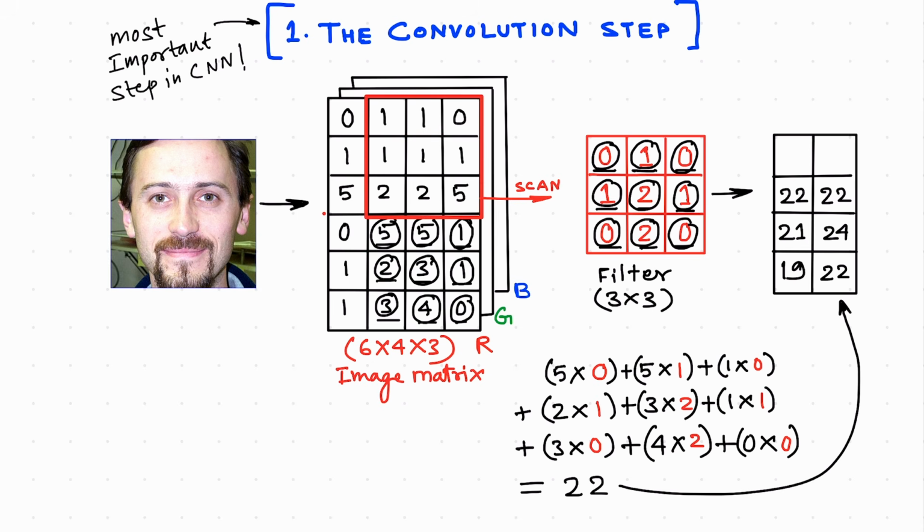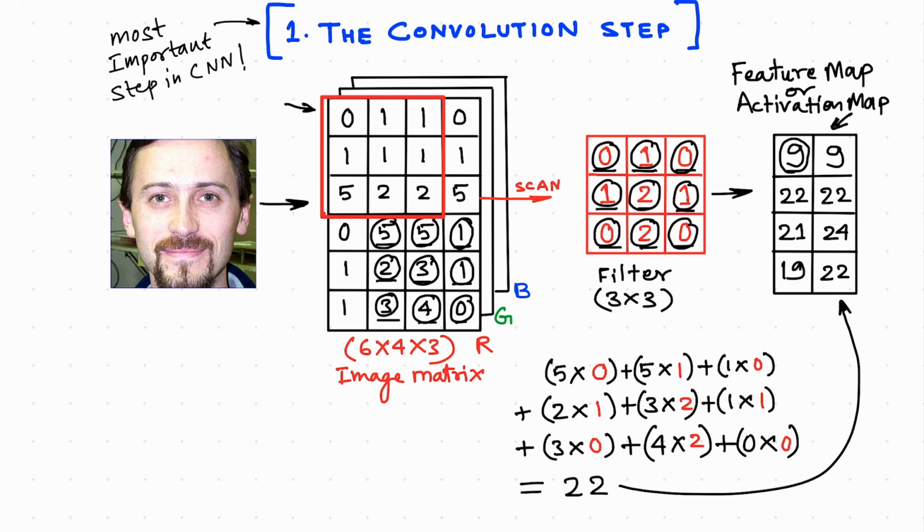The result of this will be a much smaller matrix as compared to the original image. This is known as the feature map or the activation map. Each of these numbers represents the crux of one part of the image. This 9 represents this area. This 24 represents this area, etc. As you can see, there is already a huge reduction in the overall image size. From 6 cross 4, it came down to 4 cross 2.